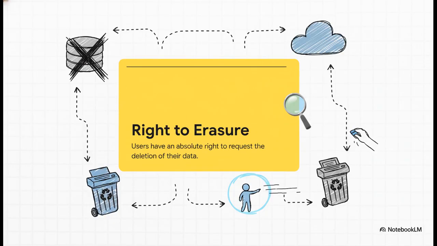And finally, we have the one that probably gives engineers the most headaches: the right to erasure. You've probably heard of it as the right to be forgotten. This is not a suggestion, it's a mandate. It means users have the absolute right to tell you to delete their data, and you have to be able to do it. Your entire system has to be built from the ground up to make that possible.